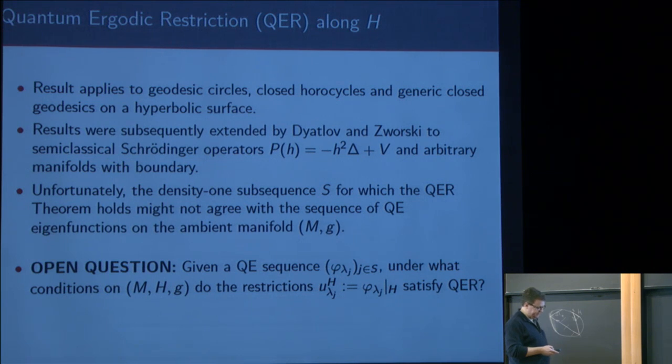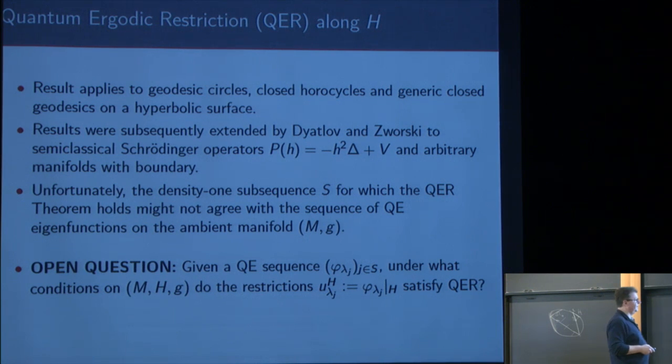A basic open question here is: given an equidistributed sequence on the ambient manifold, under what conditions on the manifold, the hypersurface, and the dynamics do you have to impose so that the restrictions actually satisfy quantum ergodic restriction, so that they're equidistributed along H.